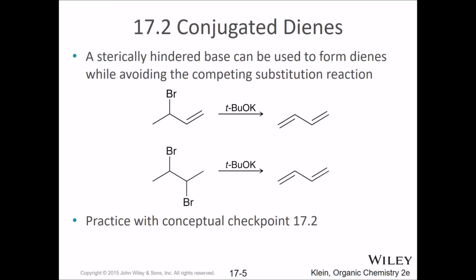17.2, conjugated dienes. A sterically hindered base can be used to form dienes. So how are you going to make dienes? Well, you can make them with a sterically hindered base, for example, tert-butoxide, so potassium tert-butoxide. It looks like this. That doesn't look sterically hindered, but don't forget, these are three methyl groups. This is huge.